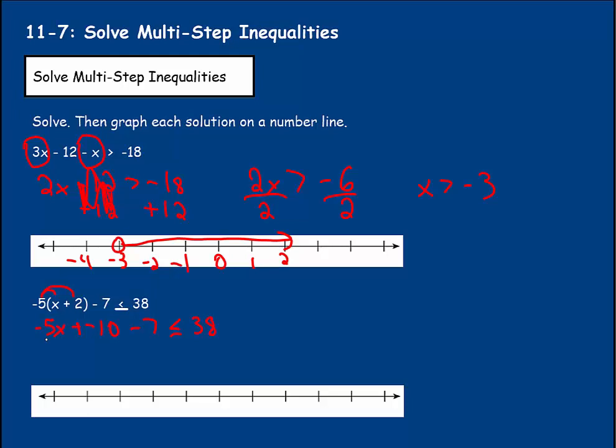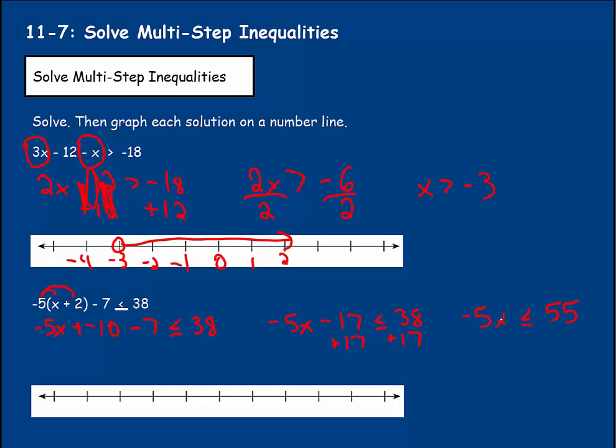So we can't simplify anything with this yet, but we can simplify this negative 10 and negative 7. If we combine that, that makes negative 17. So we have negative 5x minus 17 is less than or equal to 38. If we add 17 to both sides, that would give us negative 5x is less than or equal to 55.